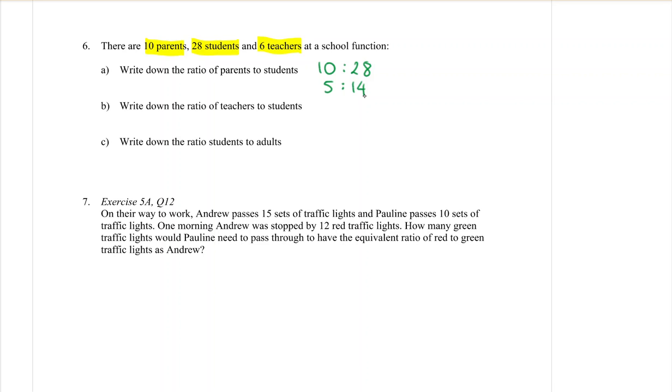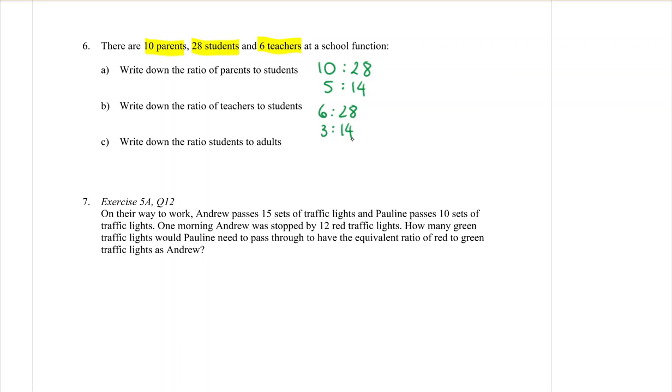So teachers is 6, there is 6 teachers. And students, there is 28. Let's have another try here. Look at those 2 numbers. What can they both divide by? 2 again. So 6 divided by 2 is 3, and 28 divided by 2 is 14.